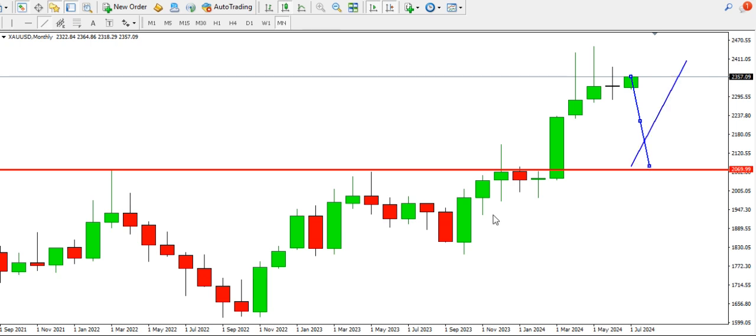But all this is just forecasts. Price will go wherever it's going to go. All we are doing is just trying to predict where price might likely go.